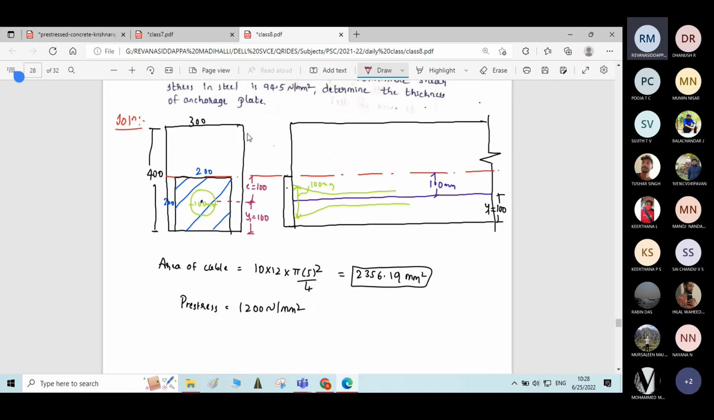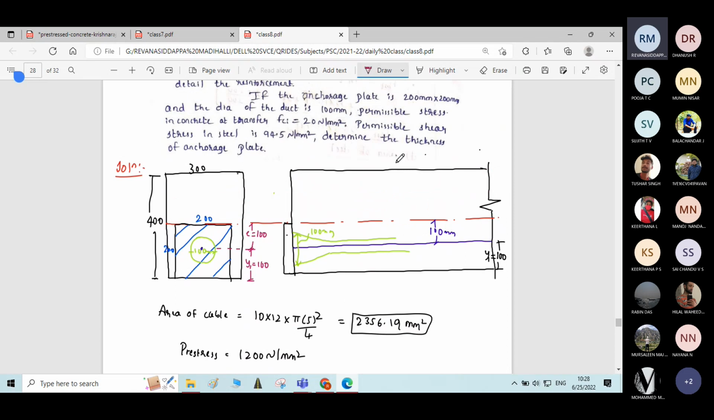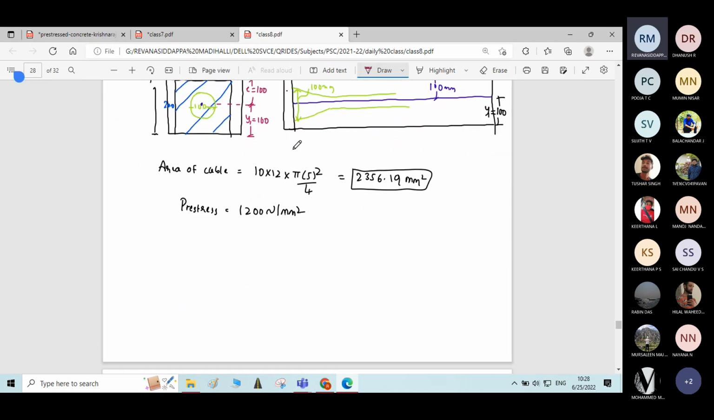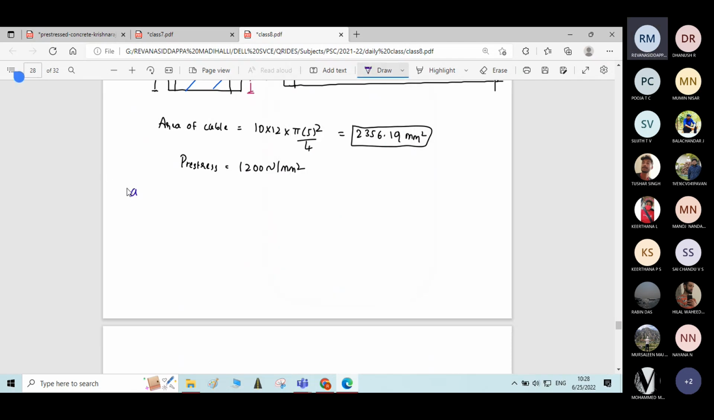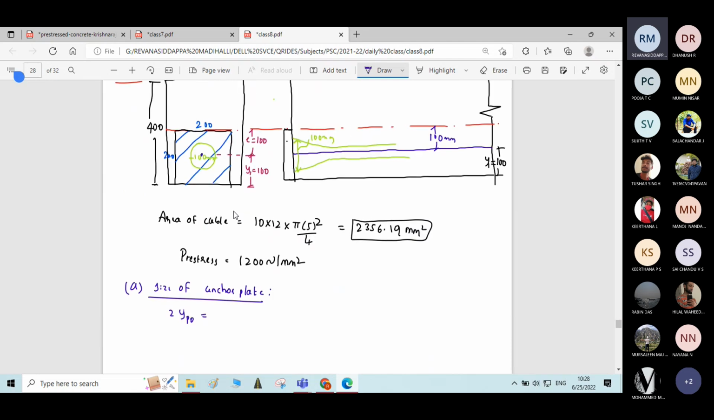The question is similar to the previous problem, to design the anchor plate and the thickness of the anchor plate and the reinforcement for the end block. Okay, we have to follow the same steps as we have followed for the previous problem. First one is size of the anchor plate. First step, step A, size of anchor plate, which is nothing but 2 yp0. It is taken as depth of the plate. How much it is given? It is given as 200 mm.